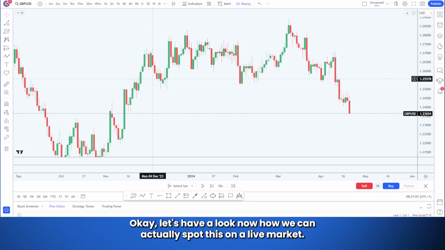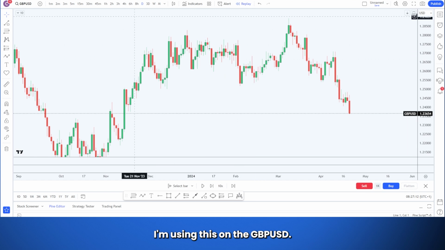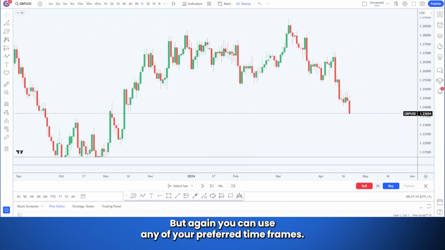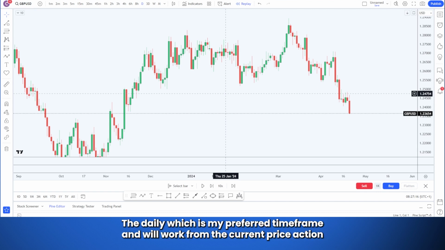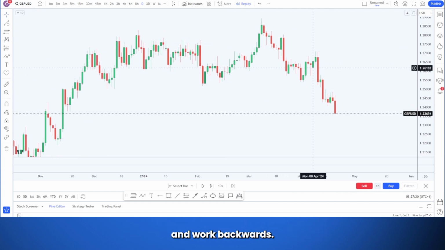Okay, so let's have a look now how we can actually spot this on a live market. So I've got the pound versus the US dollar. You can use this with any market, but I'm using this on the pound versus the US dollar. I'm on the daily time frame, but again, you can use any of your preferred time frames. The daily is just my preferred time frame, and we'll work from the current price action and work backwards.